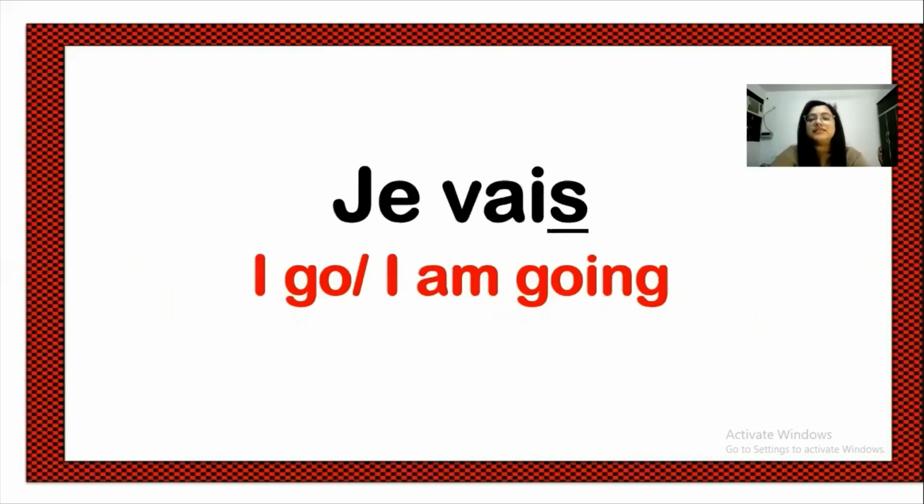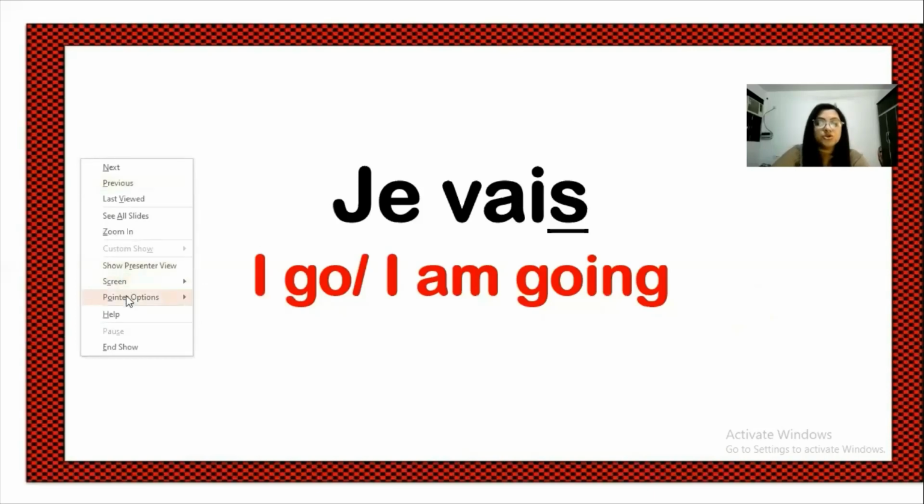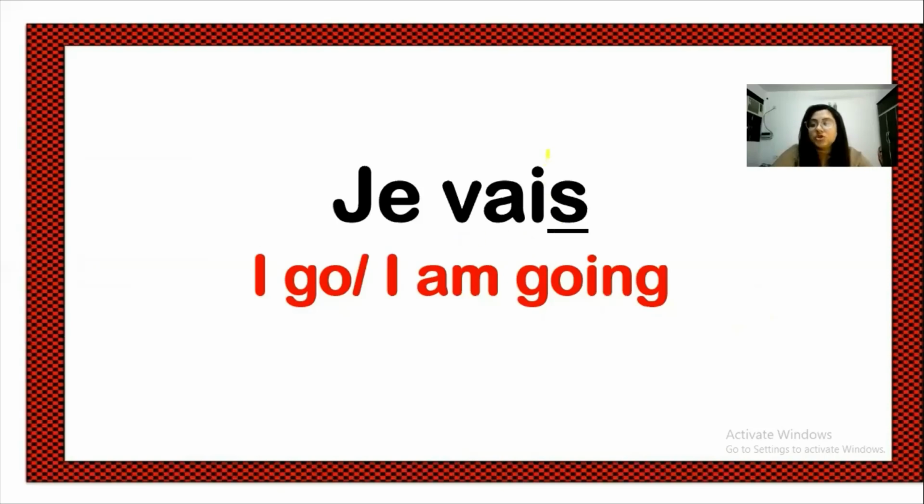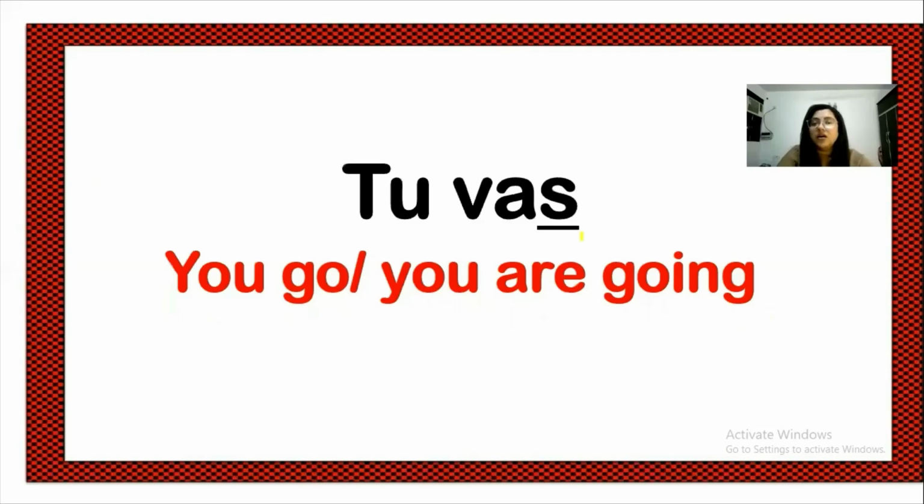So with je, it's going to be je vais. Your S is going to be silent. Je vais, which means I go or I am going. Tu vas. Tu vas, which means you go or you are going.